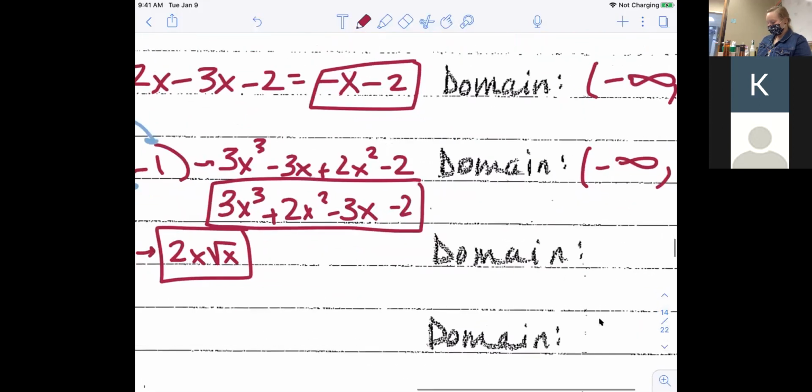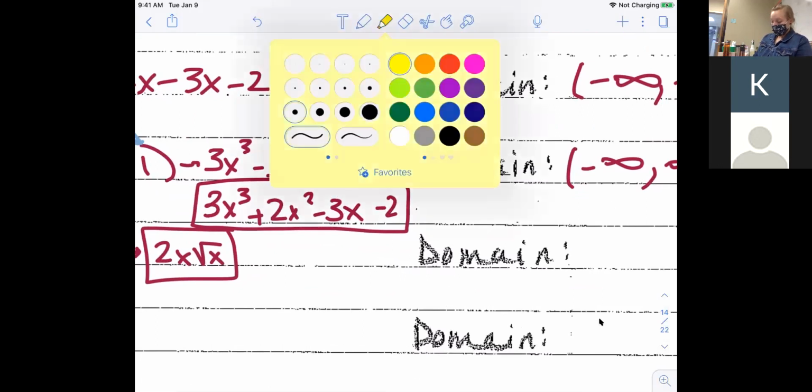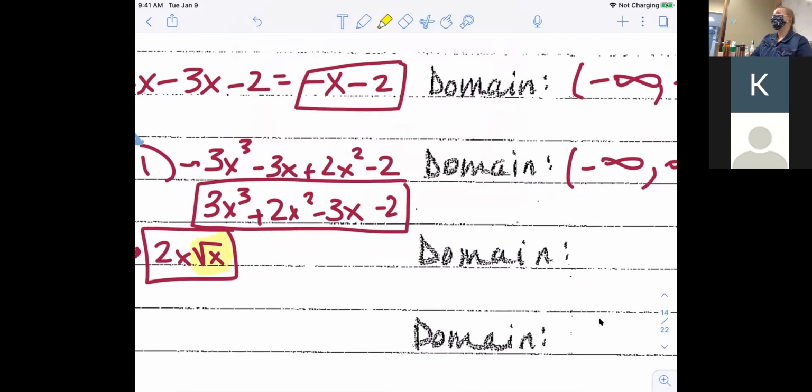Ooh, domain on this one. What's the problem here? Square root. What cannot be under the square root? A negative. What's the smallest thing I can put under that square root? 0. 0 is the smallest thing I can put under it. I can put anything bigger than 0 under it.